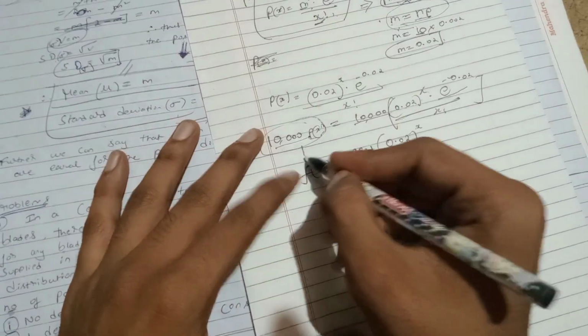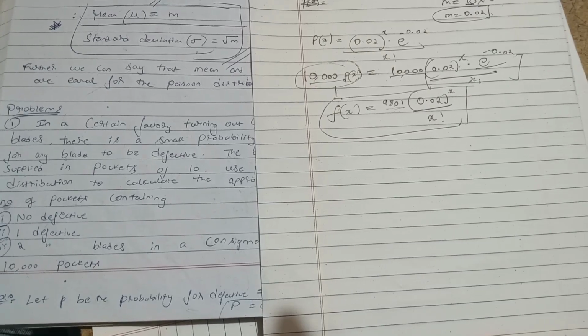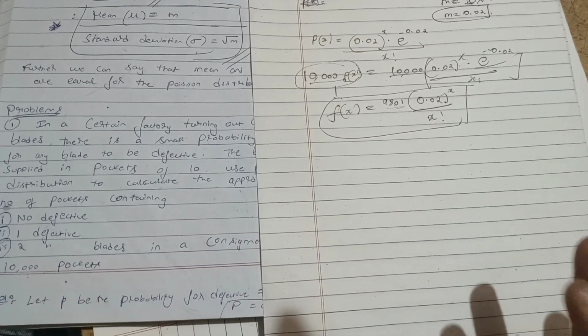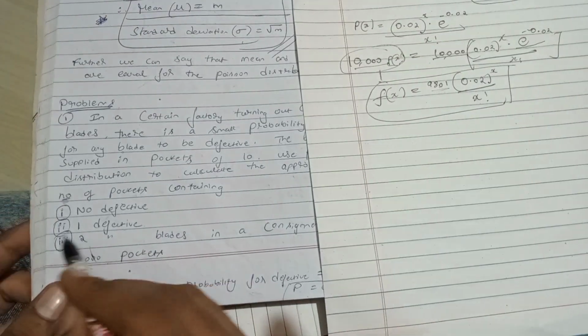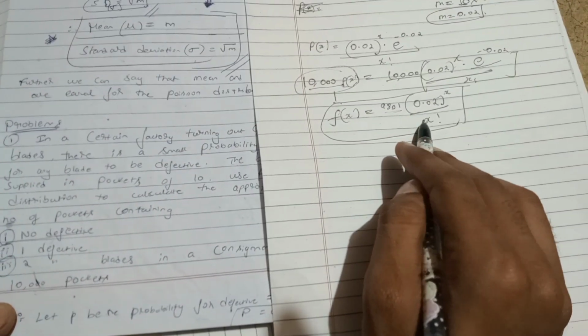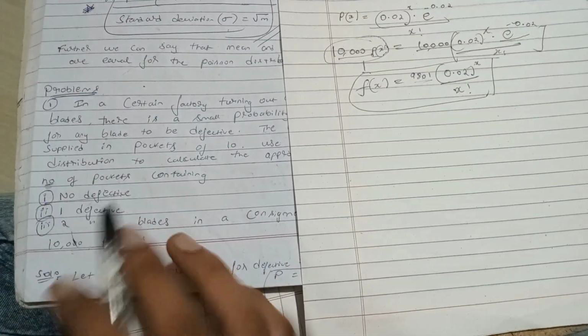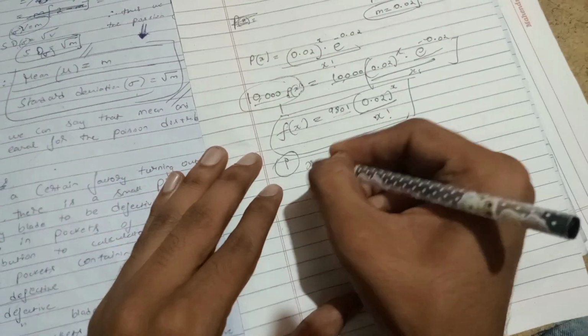Now what I need to do, I have got this formula. Now just proceed. Now apply the conditions. Now everything is set. For the first condition, what are the x values? Now I have to put my x values, substitute them and get the answer. For the pockets that have no defective blades, for the first condition the x value is 0.